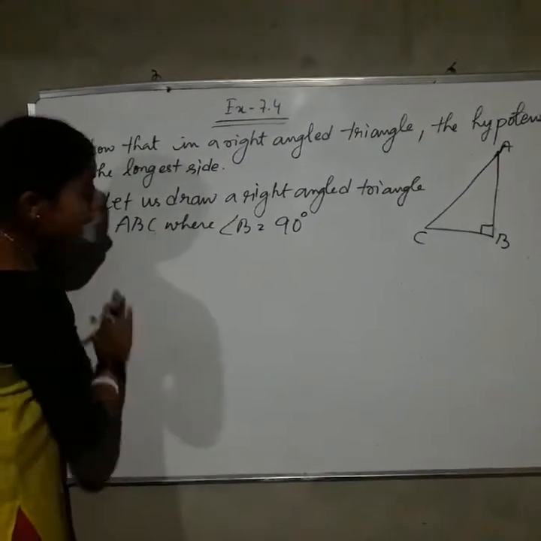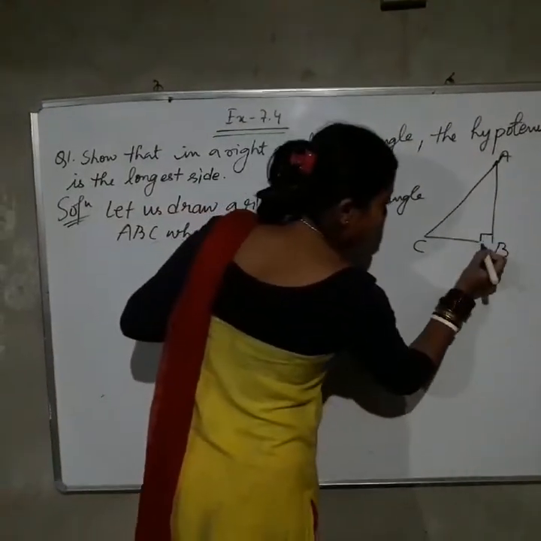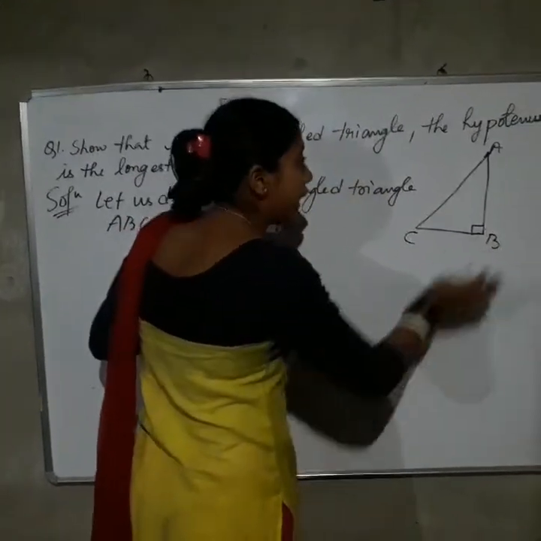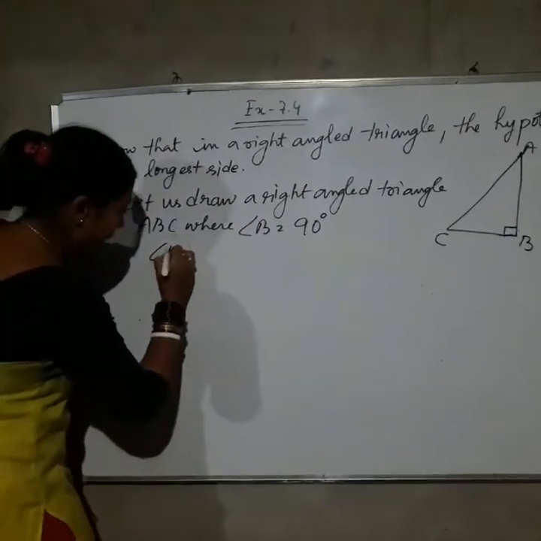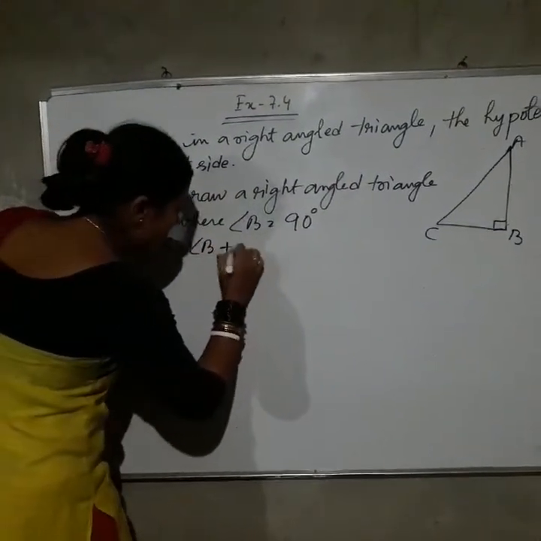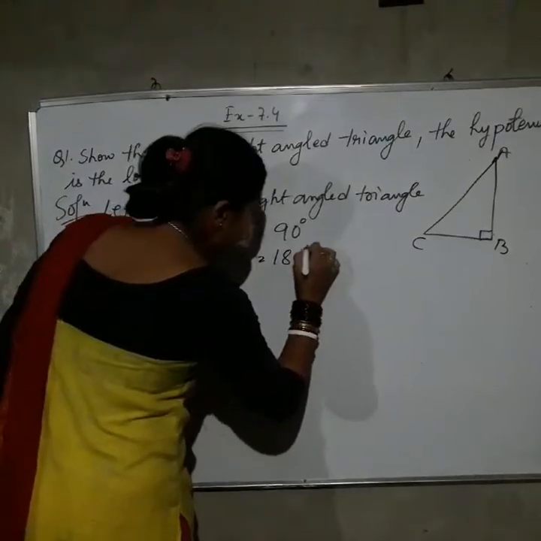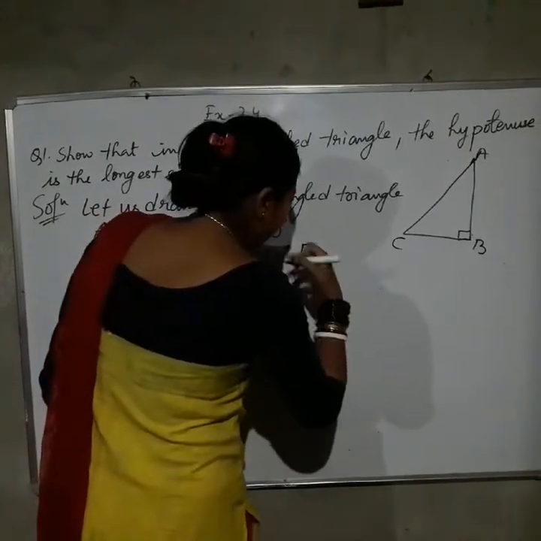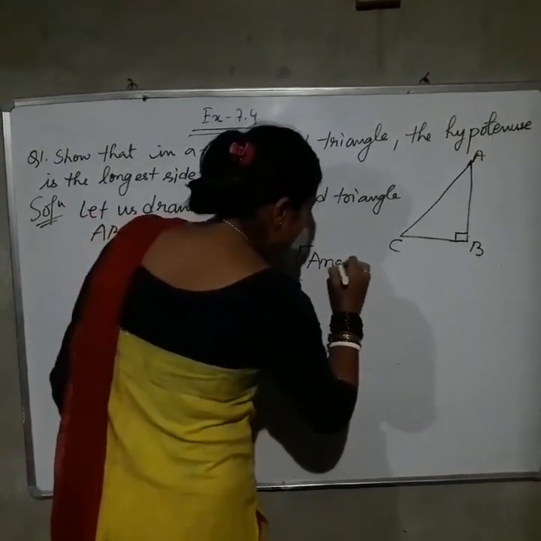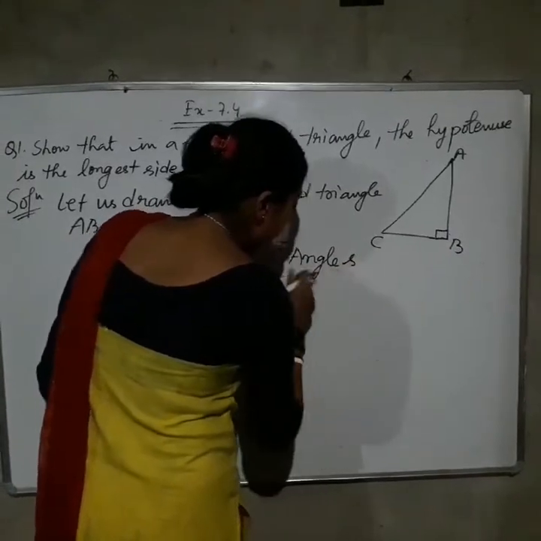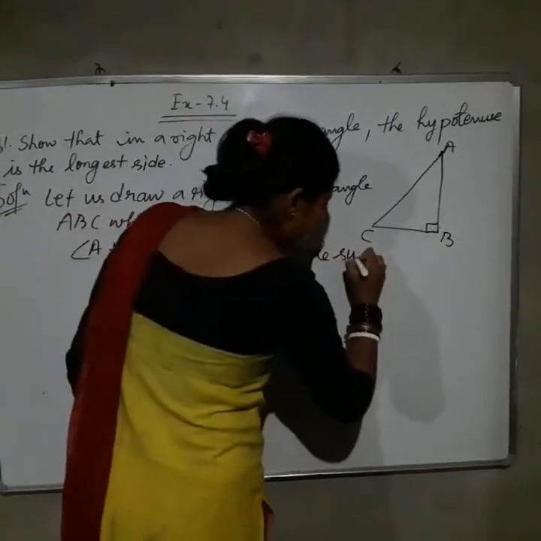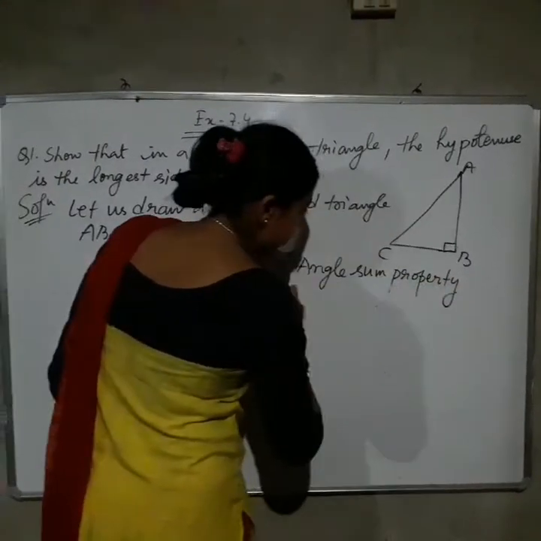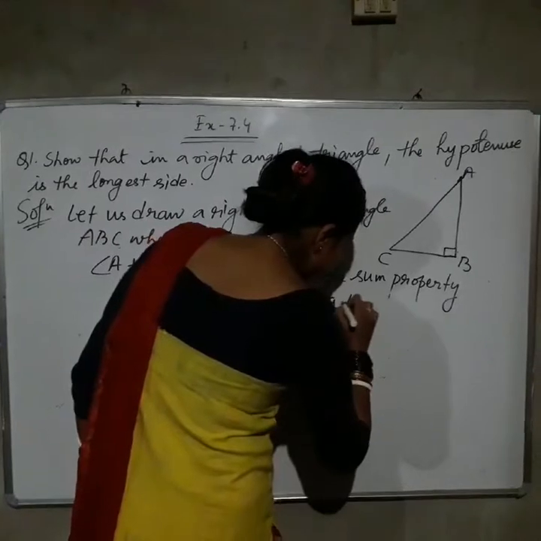Now from this figure we will use the angle sum property of a triangle. What is the angle sum property of a triangle? Angle A plus angle B plus angle C equals 180 degrees. We have solved many sums by using this property, and we have also got a theorem for this.